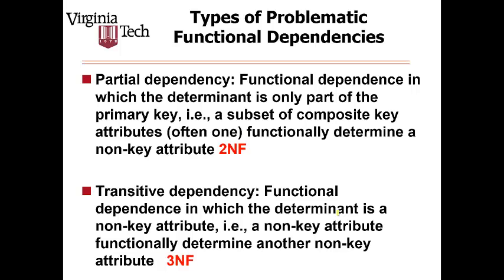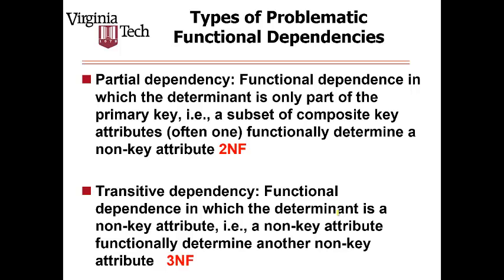Well, there's two types of functional dependencies that we have to eliminate. The first is a second normal form violation, and that is a partial dependency. And that means that a non-key attribute is functionally dependent on only a part of a composite key.